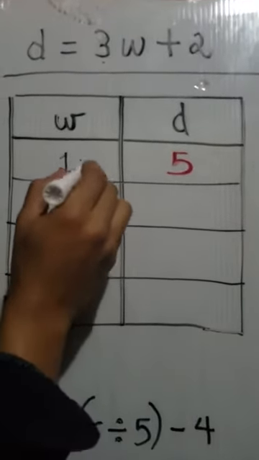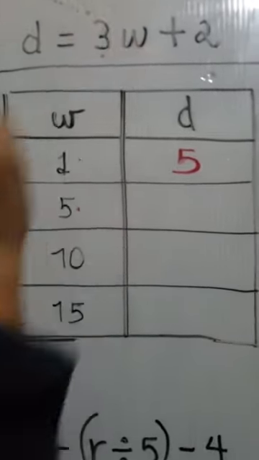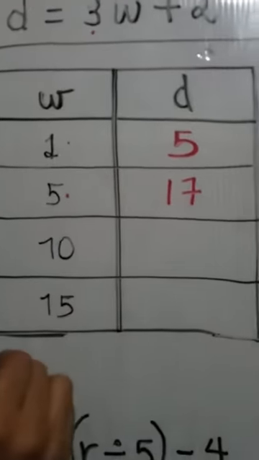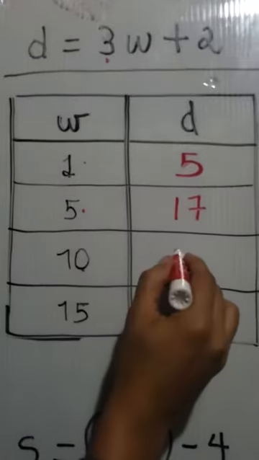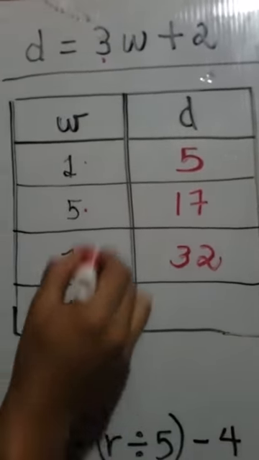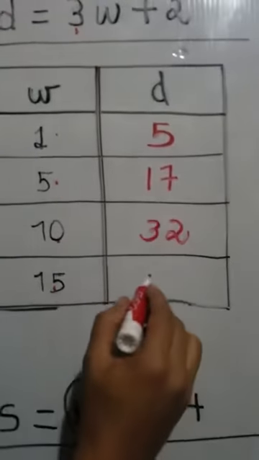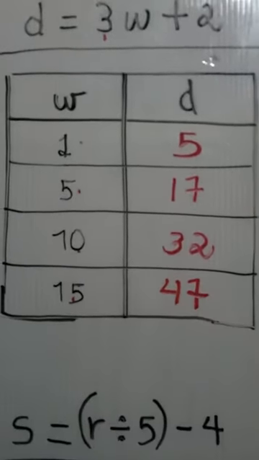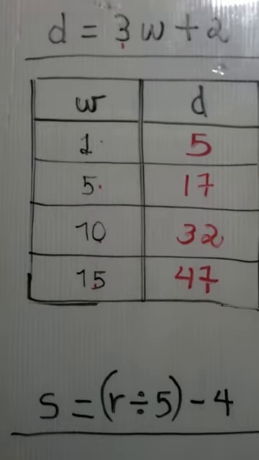Now let's go to the number 5. 5 times 3, 15 plus 2, that would be a 17. 10 times 3, 30 plus 2, that would be a 32. 15 times 3, 45 plus 2, 47. And then we have the whole complete table.